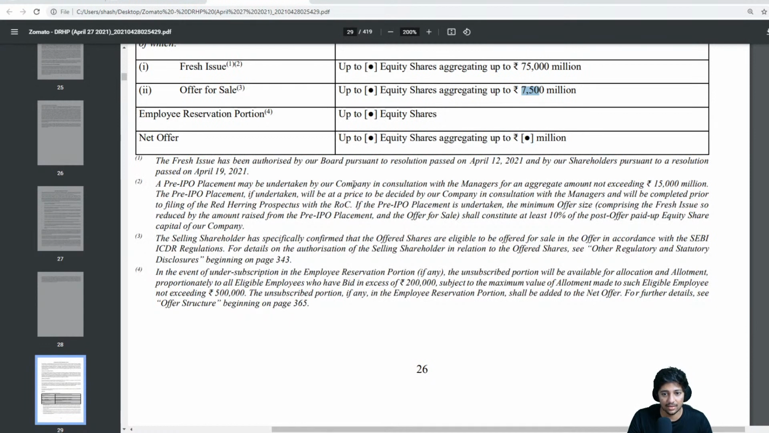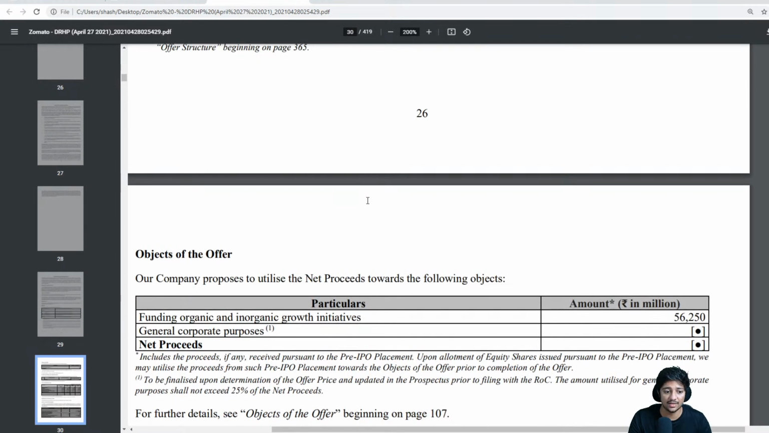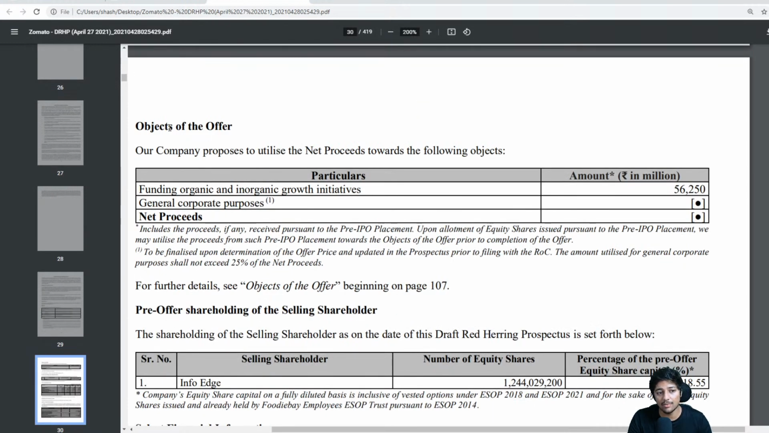Now, if you look at the fine print that is here, there is sometimes important information in the fine print as well. That is something that you need to read. Now you come to something known as objects of the offer. Object of the offer basically means I'm raising money, okay? What do I do with this money? What is the reason why I'm raising this money? So it's clearly written here, funding organic and inorganic growth initiatives. We're going to use 5,625 crores, and the remaining crores goes into general corporate purpose. That's it. Finished. Simple. So they're using it for two things.